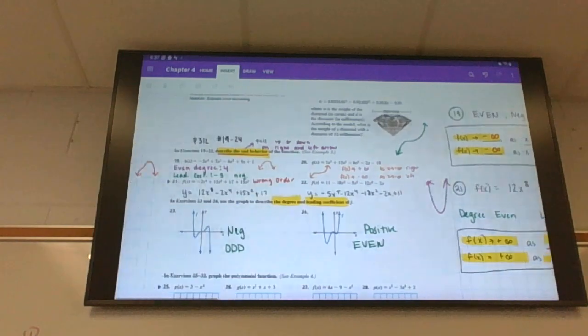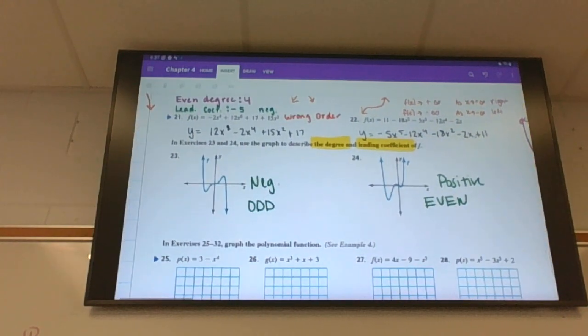All right, and then here's your negative, odd, positive, even. If it's odd, the ends are opposite. And actually, it's based on the x. So odd is either like this.